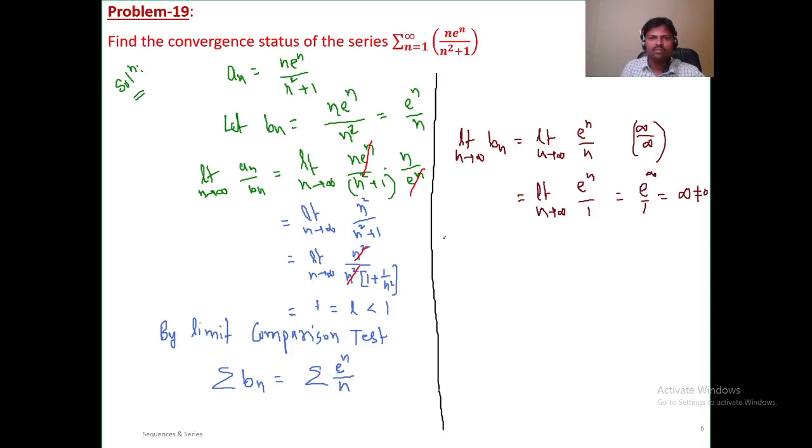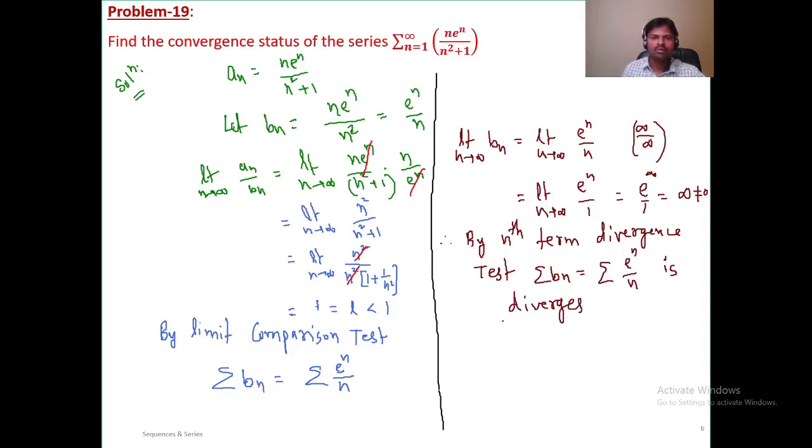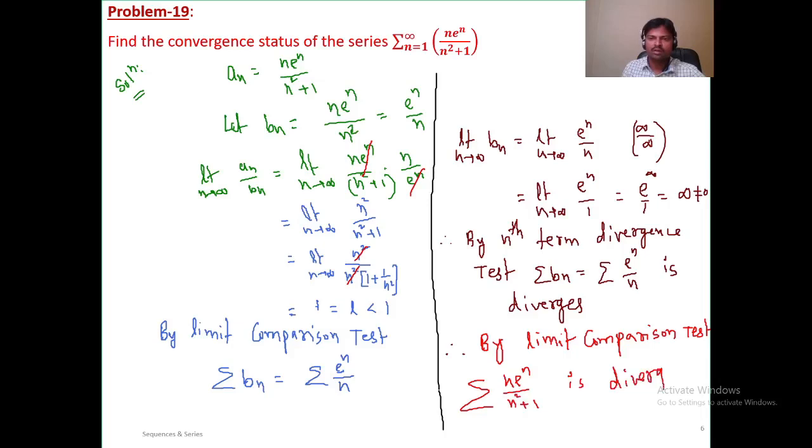Therefore by nth term divergence test, what I can say, series bn diverges, which is series e power n by n diverges. So now we got this series diverges, therefore the given series diverges. So therefore by limit comparison test, diverges. That's it.